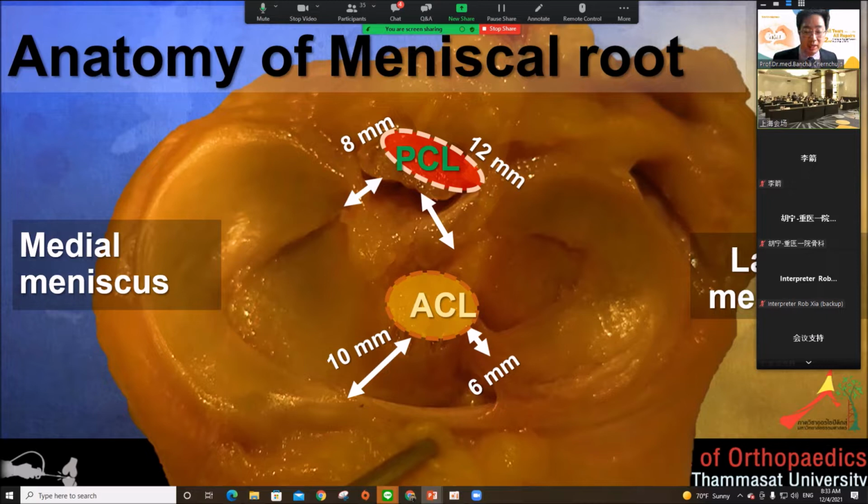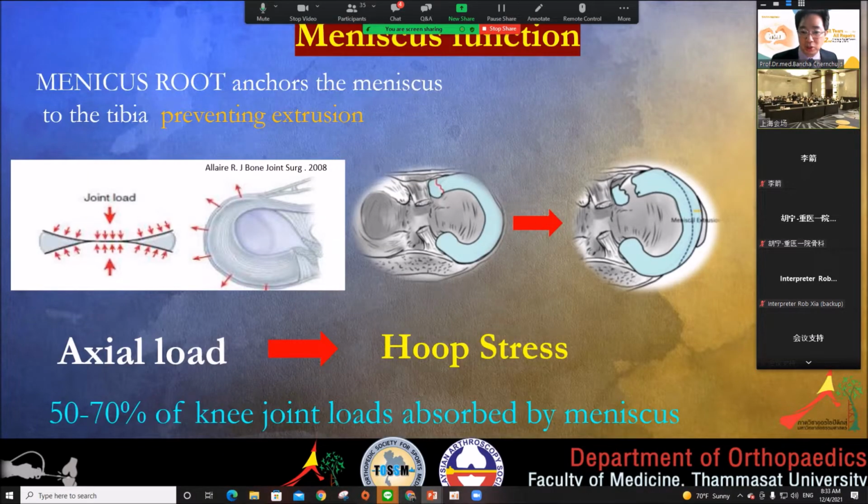It's very easy to remember the picture of this anatomy of the meniscus root: 6, 8, 10, 12, increasing every 2 millimeters. The posterior horn of the medial meniscus root is close to the PCL, and the anterior horn of the lateral meniscus root is very close to the ACL, as shown in the pictures.